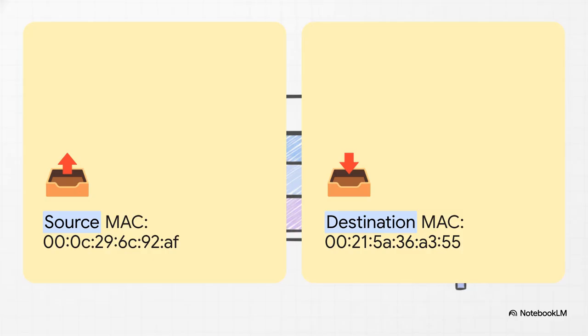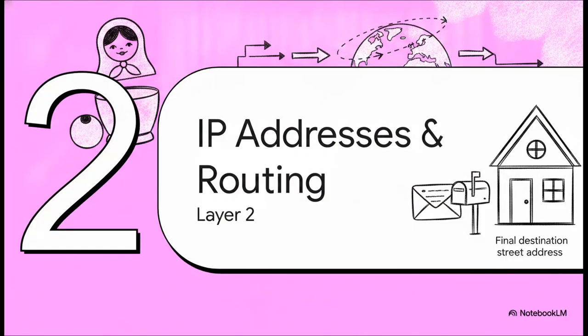Crazy, right? So within those 74 bytes, the outermost shell is the Ethernet 2 header, and that's what houses our physical MAC addresses. You'll notice our source MAC, ending in 92AF, is handing off to the destination MAC, ending in A355. These are basically the physical license plates on those delivery trucks we just talked about. They make sure the data frame physically gets from the sender's network card to the immediate next physical hop on the local network.